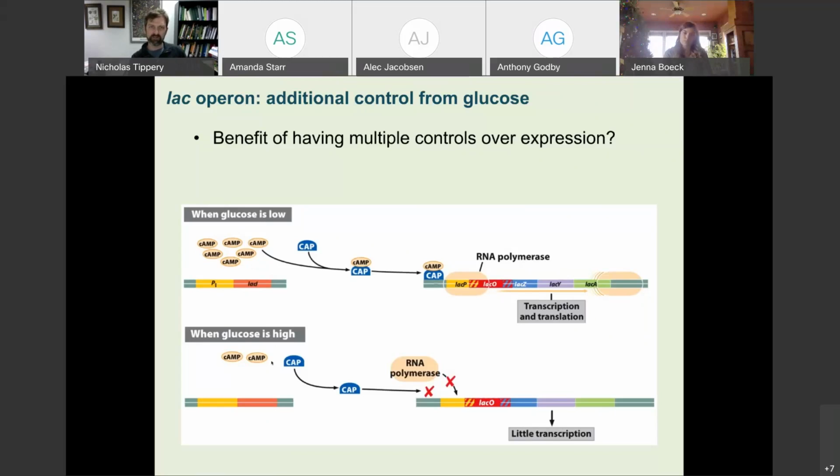And I guess maybe starting at the bottom, so if glucose is high, then in that situation, the RNA polymerase can't attach. So let's maybe focus on the bottom one there. This CAP molecule, would that be an activator or a repressor? We got one for repressor. Any other votes?